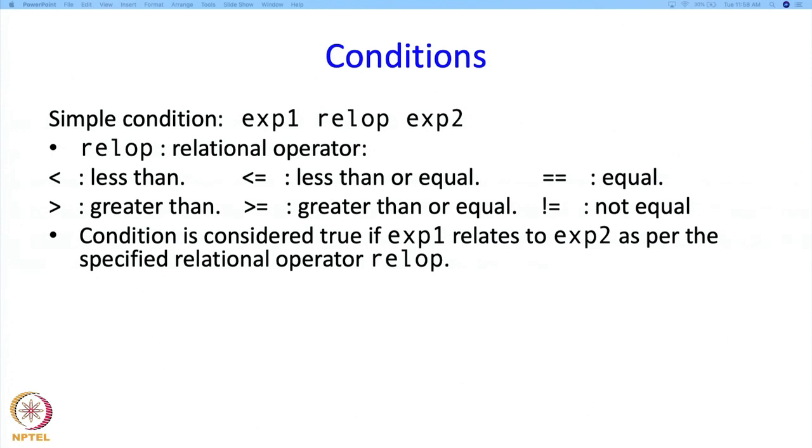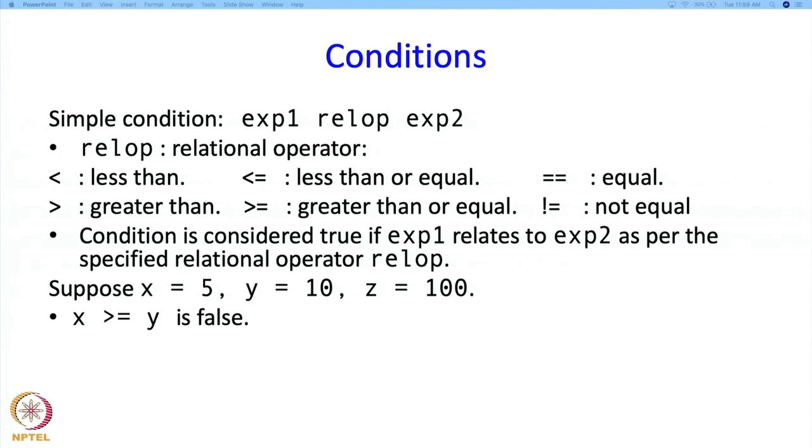Okay, so let me take this through examples. Suppose we have x equal to 5, y equal to 10, z equal to 100. Then if we write x greater than or equal to y, that is going to be false because 5 is not greater than or equal to 10. Now we could write x squared greater than y. x is 5, x squared is 25, 25 is greater than y because y is 10. Therefore, this condition x squared greater than y is going to evaluate to true.